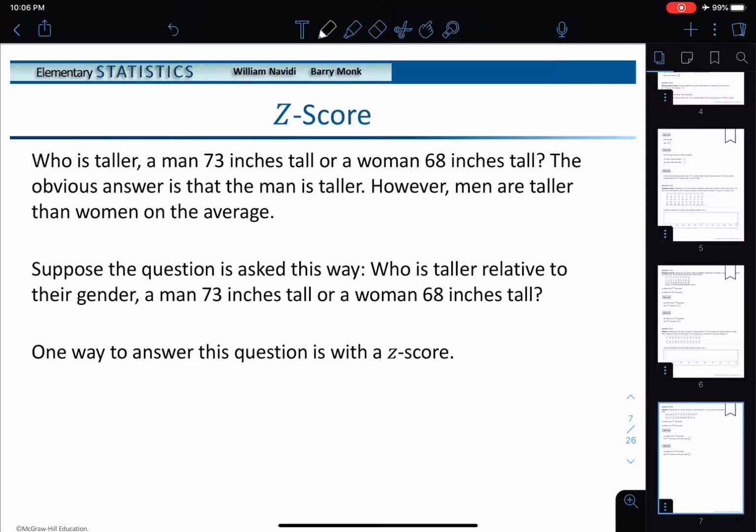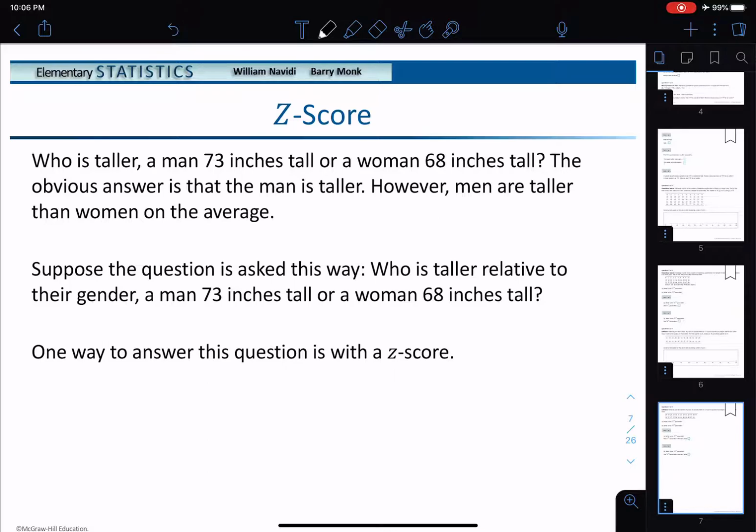Okay, so the first big idea here is something called z-scores. So let me kind of get into that a little bit. Here's just, for instance, a reason for it. Who is taller, a man 73 inches tall or a woman 68 inches tall? The obvious answer is that the man is taller. However, men are taller in general than women on average. So suppose the question is asked this way: who is taller relative to their gender? A man 73 inches tall or a woman 68 inches tall, right?